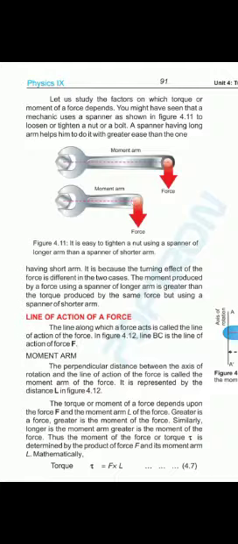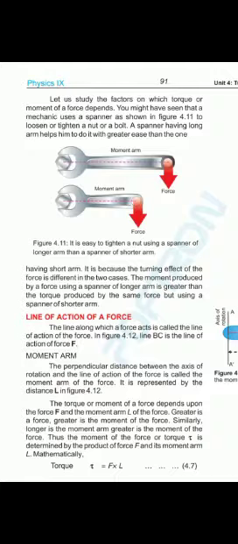Students, in the last video I told you that the turning effect of a body is called torque or moment of the force. Today we will discuss the factors that affect the turning effect or torque.